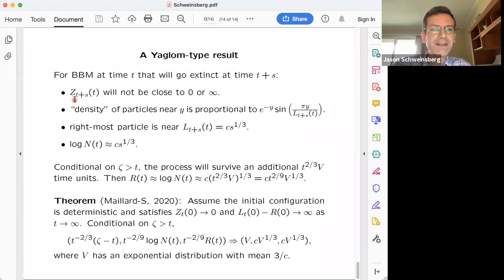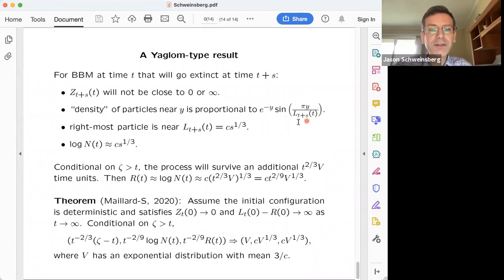So first of all, z sub t plus s of t should not be too large or too small. If this quantity is close to 0, then the process will most likely die out before time t plus s. If this quantity is very large, then the process will most likely survive well beyond time t plus s. Also, by time t, the particles should have had time to settle into a sort of equilibrium configuration. So from the formula for the density of branching Brownian motion in a strip, we see that the density of particles near y should be roughly proportional to e to the minus y times the sine of pi y over L sub t plus s of t.